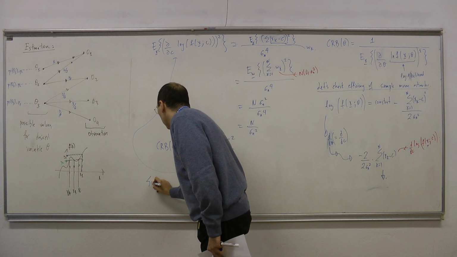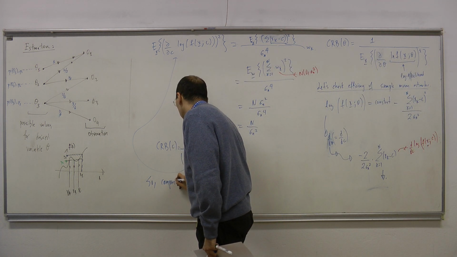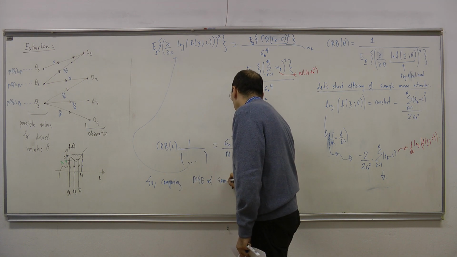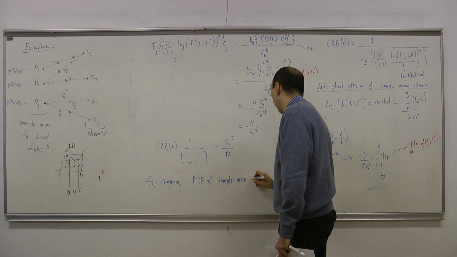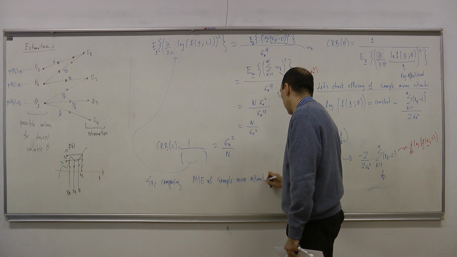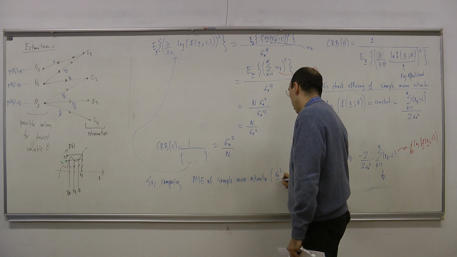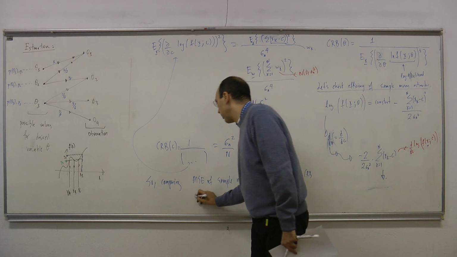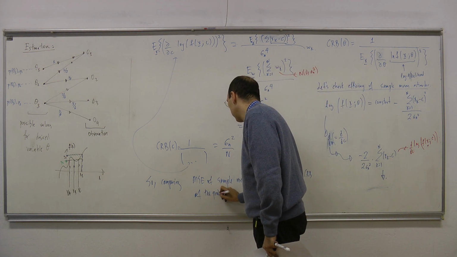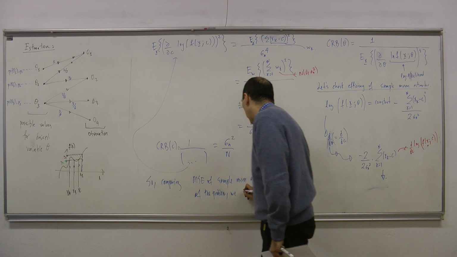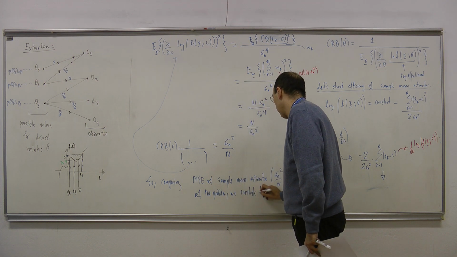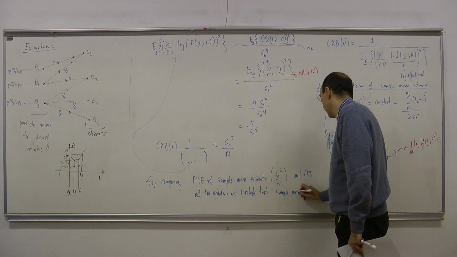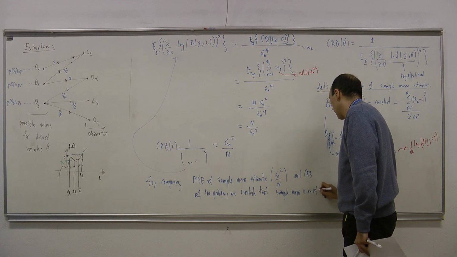So comparing the MSE of the sample mean estimator, which is sigma n square over n, and the Cramer-Rao bound of the problem, we conclude that the sample mean is an efficient estimator.